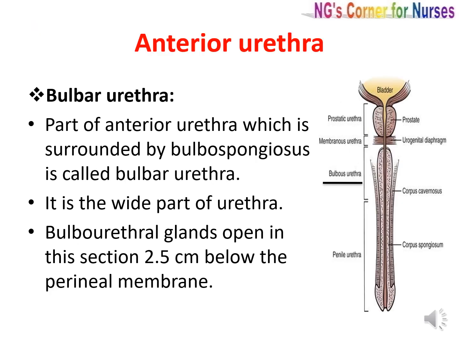Next, coming to the anterior urethra, first is the bulbar urethra. The part of anterior urethra which is surrounded by bulbospongiosus is called bulbar urethra, and it is the widest part of urethra, and bulbourethral glands open in this section 2.5 centimeter below the perineal membrane.